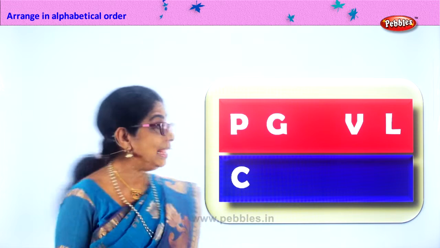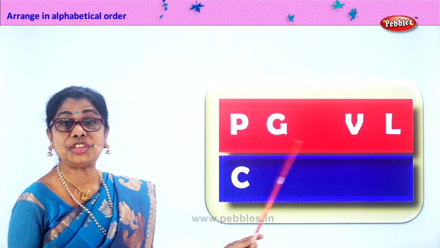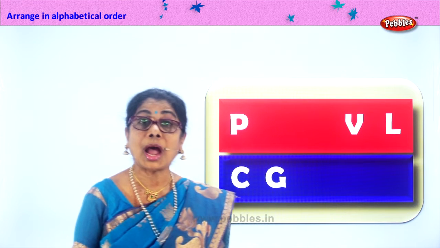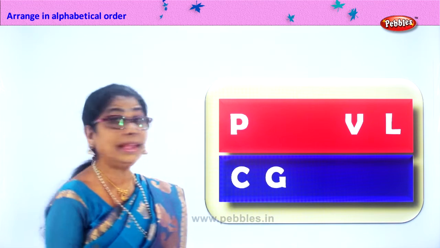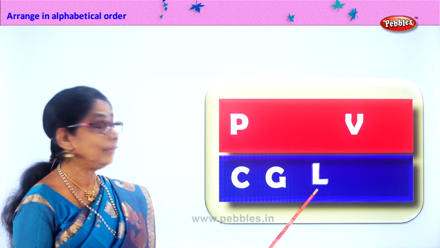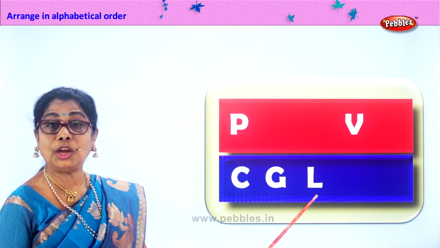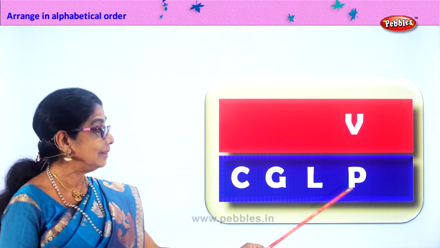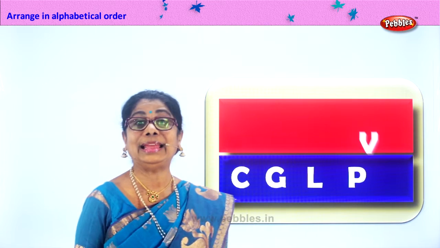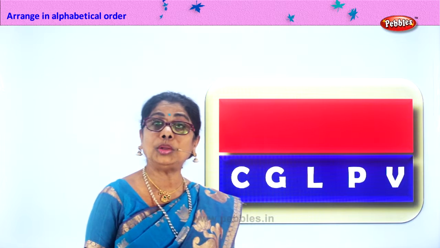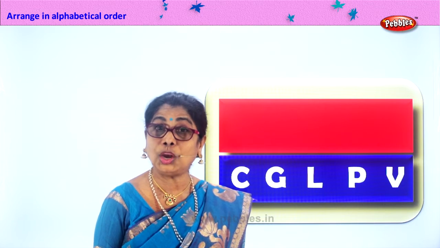D, E, F, G. We have G. H, I, J, K, L. We have L here. N, O, P. We have P here. And finally, we put V down there. Let's go over the sound of each letter. We have successfully arranged all the 5 letters in alphabetical order.